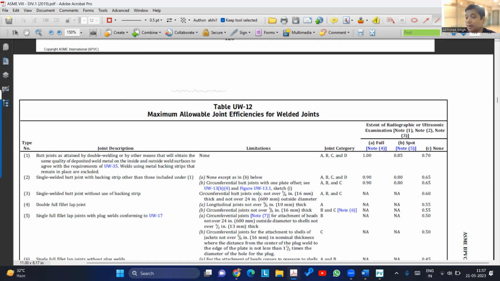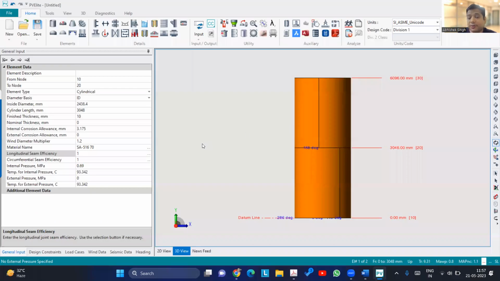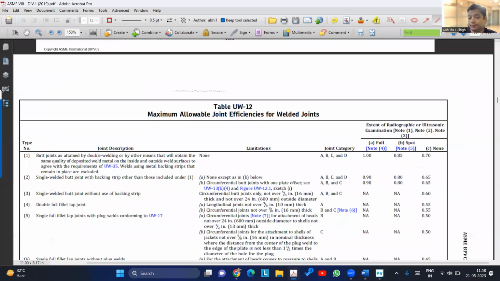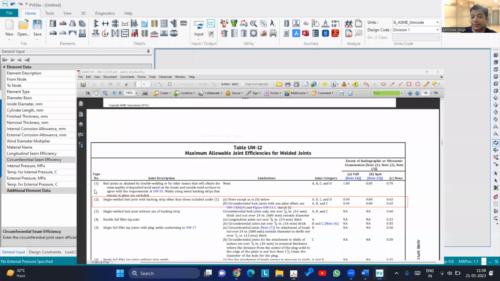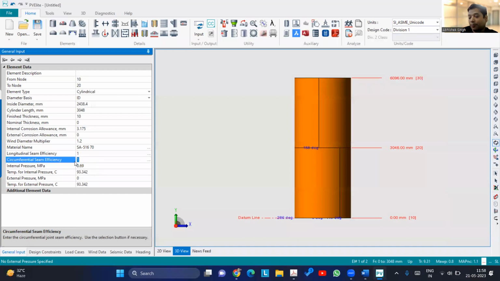So in our case, we don't have the long seams itself. It's a seamless pipe, so definitely that will be 1, as good as doing full radiography. For circumferential seams, I'm doing spot radiography, and the type is type 2. Now you tell me what will be the joint efficiency for this case. It is 0.8. So we'll just write here 0.8.